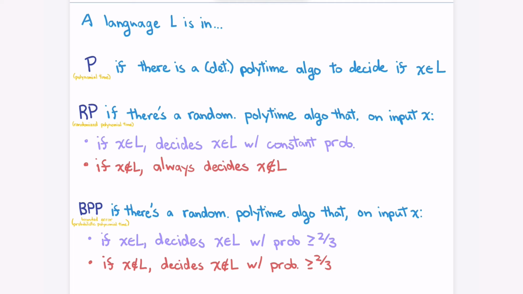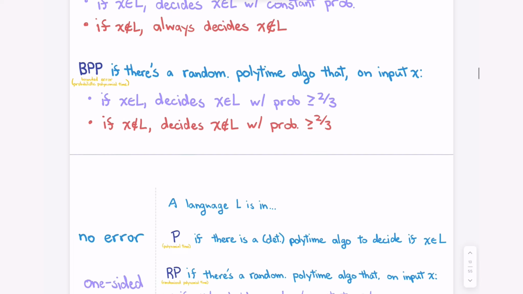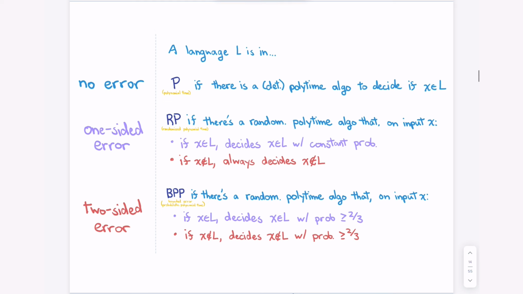If there's a randomized polynomial time algorithm that on input x, if x is in the language, it'll say so with probability at least 2/3. If it's not in the language, it'll say so with probability at least 2/3. The way to think about this is that RP is one-sided error and BPP is two-sided error. The choice of constant 2/3 is arbitrary.